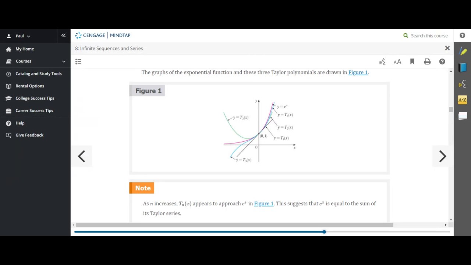All right, Susanna's saying T sub 3, and that makes sense, because the third degree Taylor polynomial involves more terms of the series. The more terms you take of the series, the better your polynomial approximation.